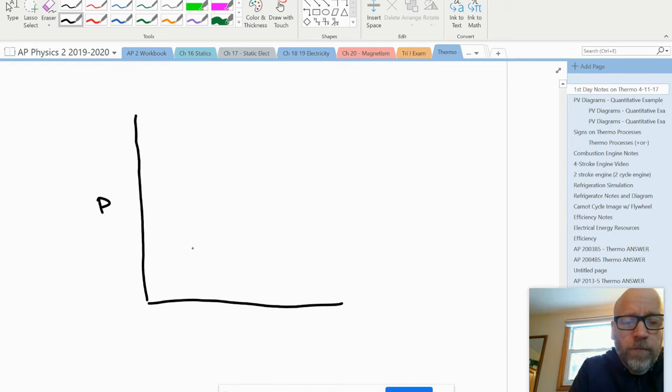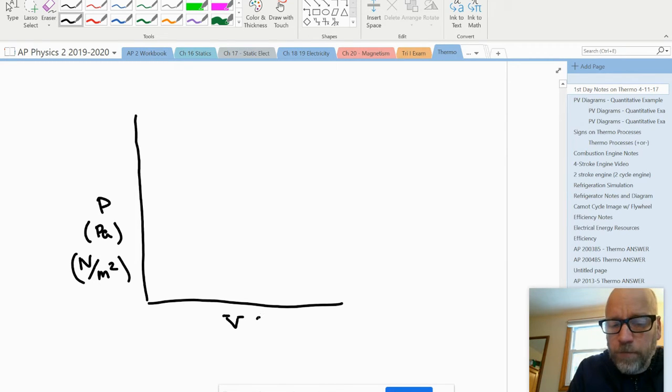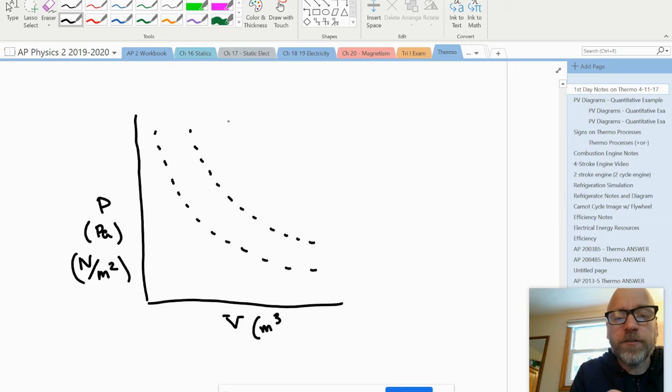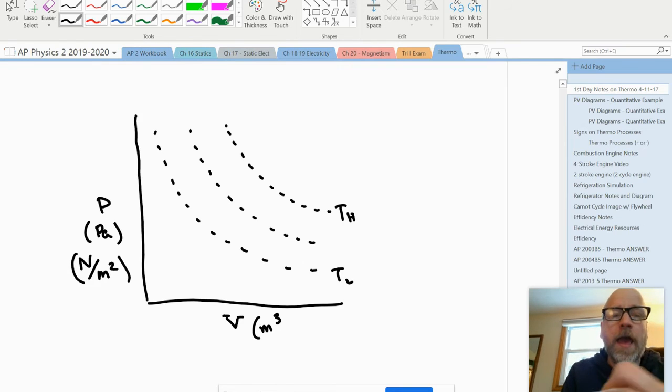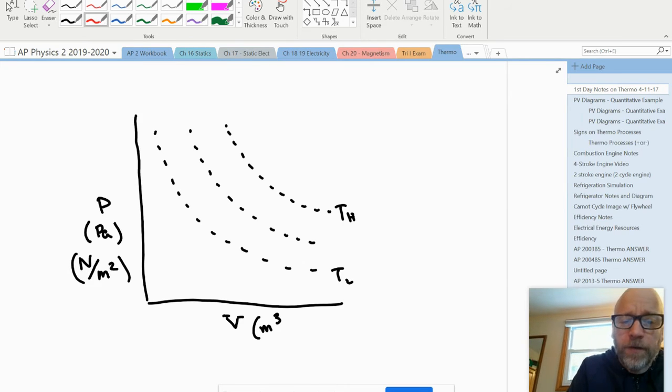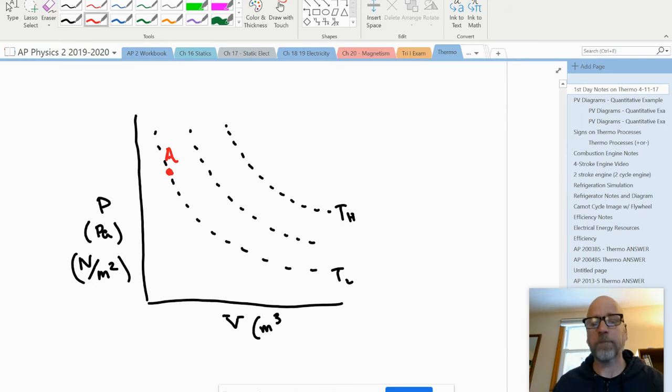P, V. Now we measure pressure in pascals, which is a Newton per meter squared. Volume we measure in meters cubed. And here we have our isotherms. Temperature low, temperature high. And I'm going to start off at a position. We'll call this position A. Okay, now you're caught up.